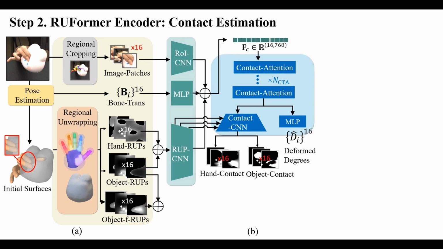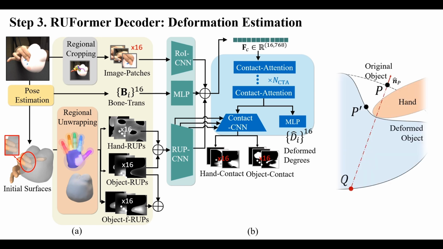Then, we estimate hand-object regional contact and deformed degrees of contact areas from RUPs, image patches, and hand bone transformation. We represent hand contact as 2D maps on hand RUPs and object contact as 2D maps on object RUPs. For each pixel on the object RUPs, it corresponds to a point on the object surface. With the help of deformed degrees of contact areas, the coarse deformation of contact points can be obtained. The coarse deformation of the contact point is the maximum deformation multiplied by the predicted deformed degree.